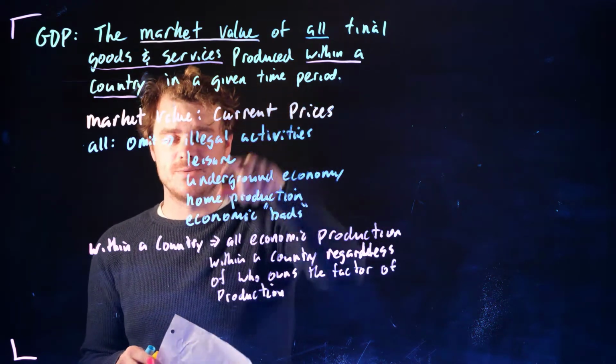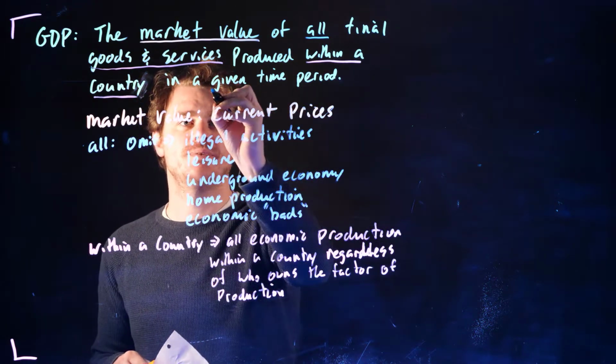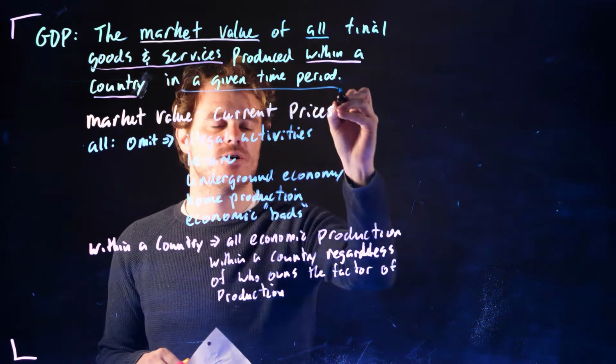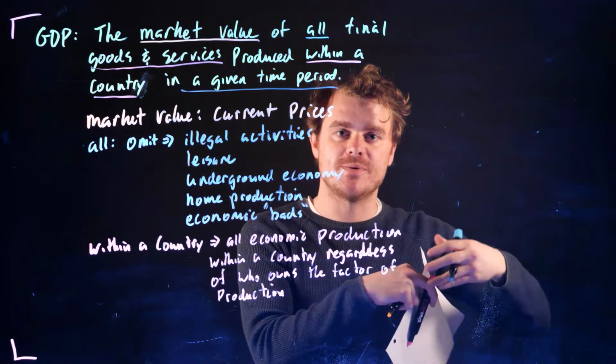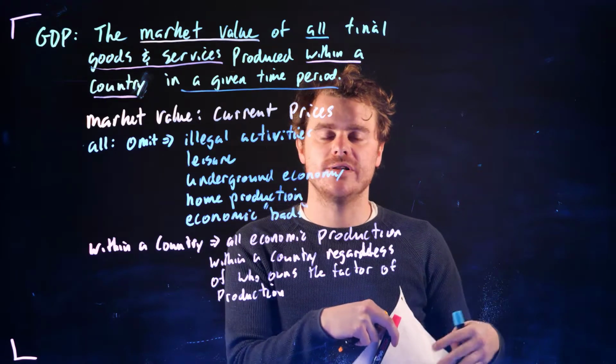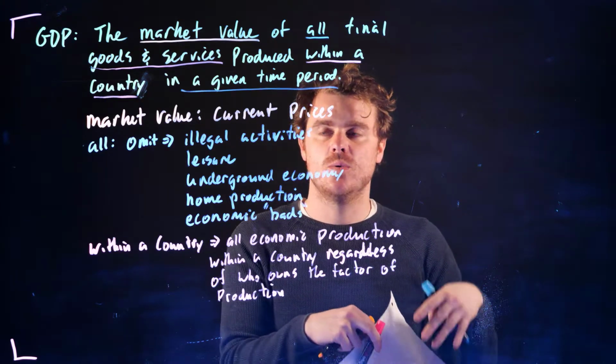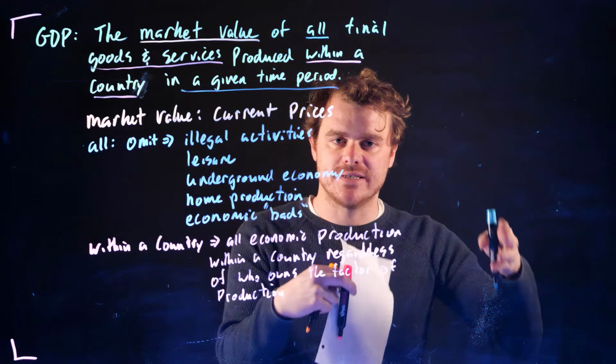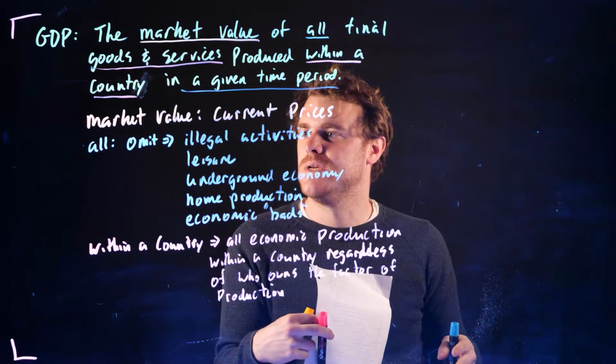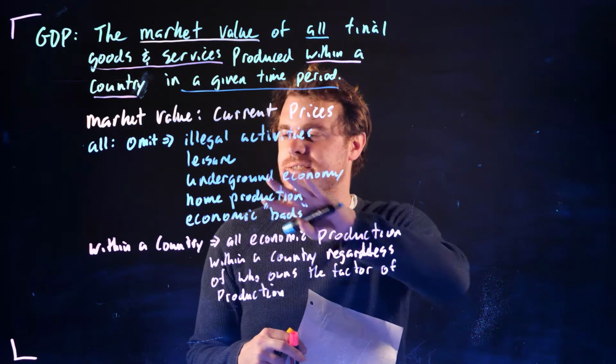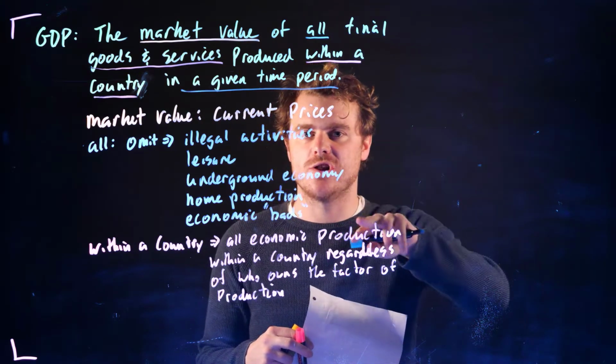And the last one is we just have to define a time period, in a given time period. So it's calculated over a specific time period. That could be quarterly, it could be yearly, whatever it's going to be. But we have to define it over a set time period. So that's a closer look at this definition of GDP, so we actually know what's included and what's not.